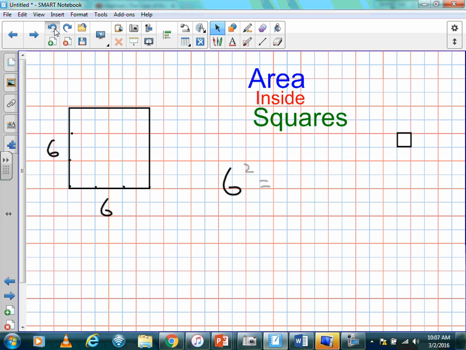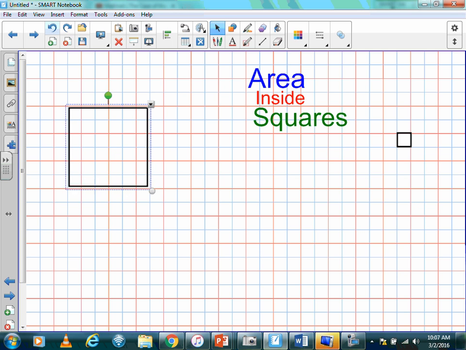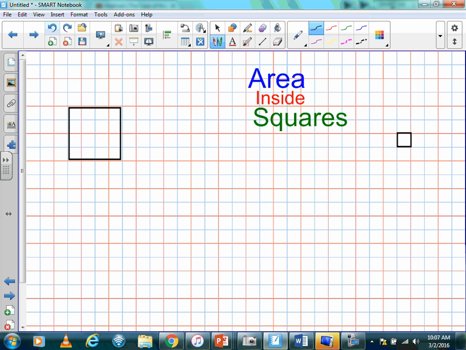Let's do another one real quick with the square. Let's make it a little bit smaller. I think we started with 4. Basically, this is a 4 by 4. 1, 2, 3, 4 by 1, 2, 3, 4. So the area of the square is 16. Very good. And we can count 1, 2, 3, all the way to 16, but I don't think you need to do that.